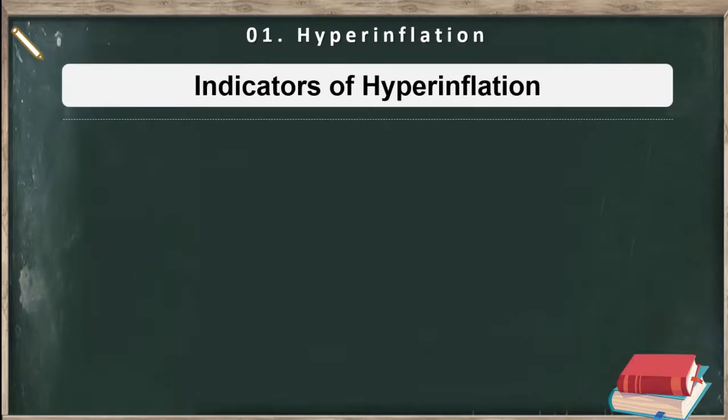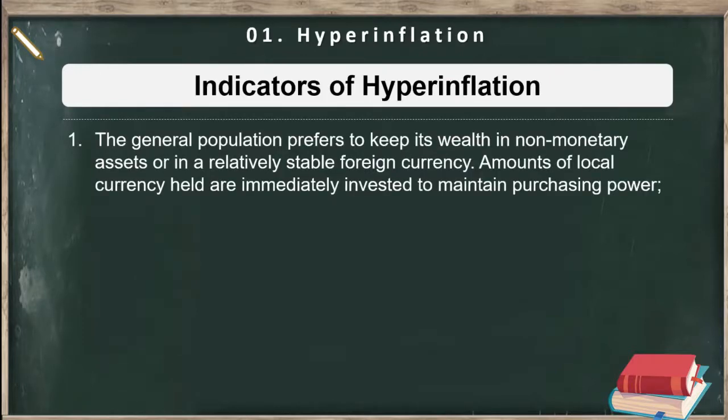So what are the indicators of hyperinflation? The general population prefers to keep its wealth in non-monetary assets or in a relatively stable foreign currency. Amounts of local currency held are immediately invested to maintain purchasing power. So people tend to prefer non-monetary assets, those that are not in the form of cash or collectible in cash.